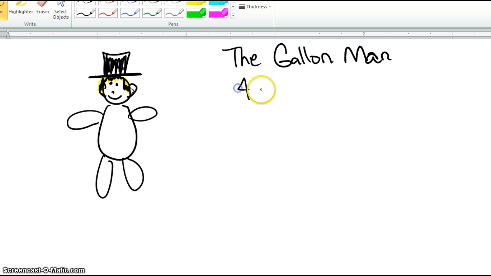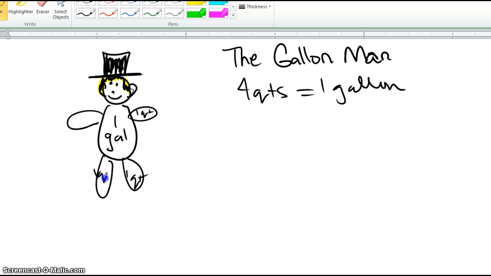All right, so there are 4 quarts in a gallon. Okay, so if this is 1 gallon, then this is 1 quart, 1 quart, 1 quart, 1 quart, and that should be easy to remember because there's 4 quarters in a dollar, or 4 quarters in a basketball game. So 4 quarts in a gallon should kind of make sense.